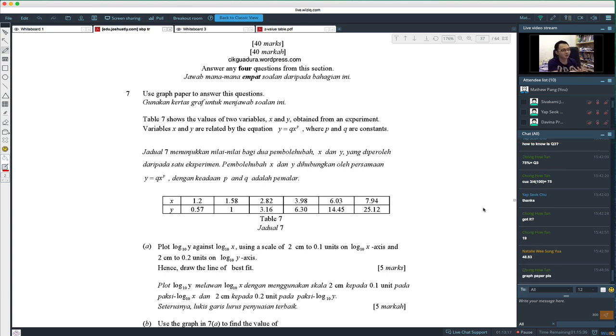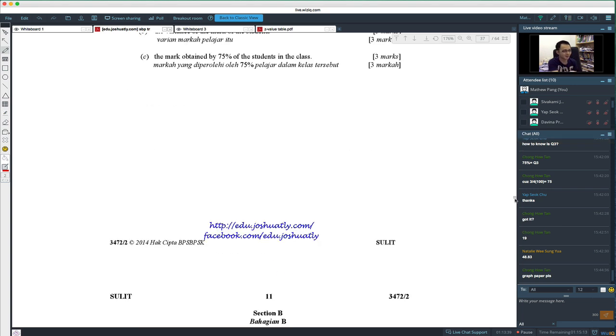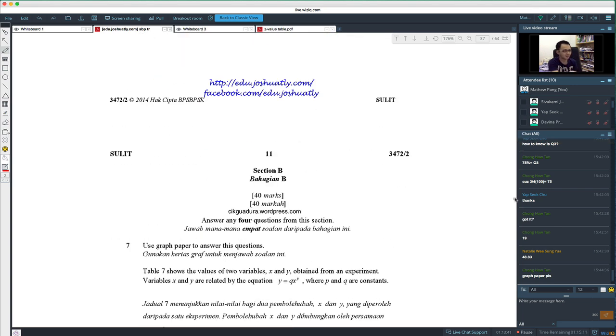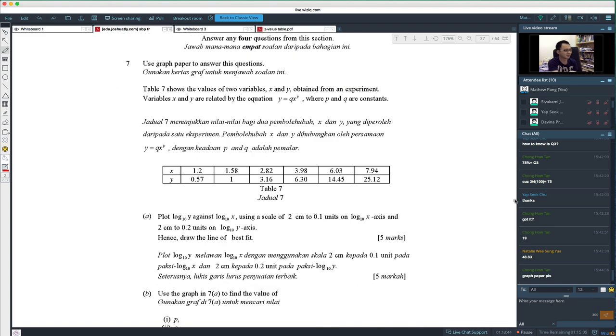Okay, so first, he asks you to plot log y against log x. So that means you have to do something with log. And then they ask you to draw the line of best fit. After that, they will ask you to use the graph to find the values of P and Q. Oh, it's very easy.